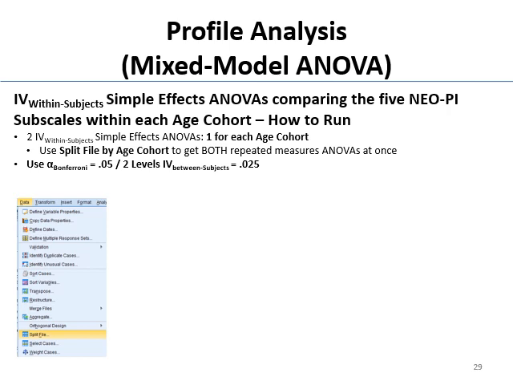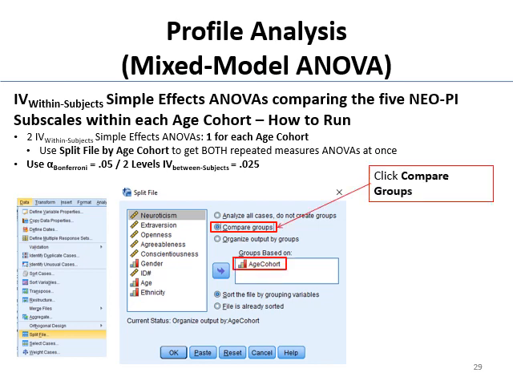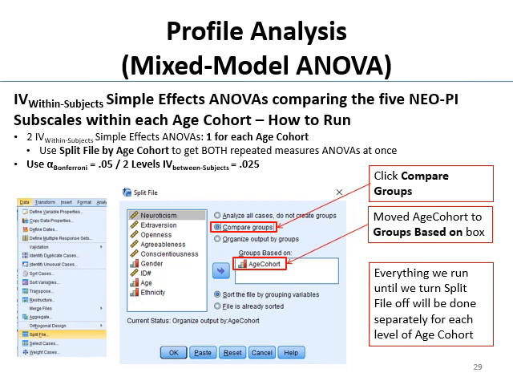And here's where split file is. It's actually under Data. I don't think we've used it yet, so it's actually a pretty useful procedure. In here, I have clicked compare groups. I moved age cohort to groups based on. And then everything we run from here on until we turn split file off will be done separately for each level of age cohort.